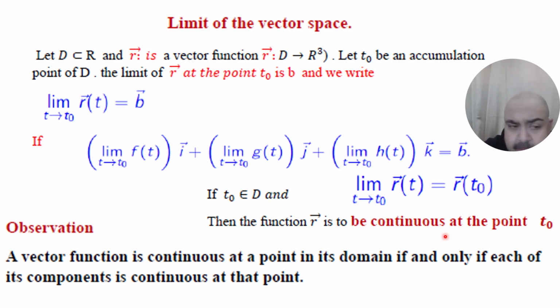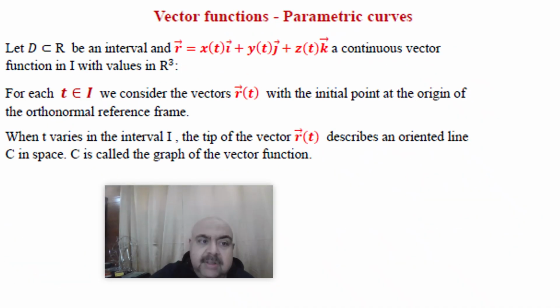It is continuous at the point t naught. It's the same definition of continuity. As you know, we usually take the limits first, then we handle the continuity issue. It's exactly the same. Observation: a vector function is continuous at a point in its domain if and only if its components are continuous at that point, and the limit equals the value of the function at that point, as you know.